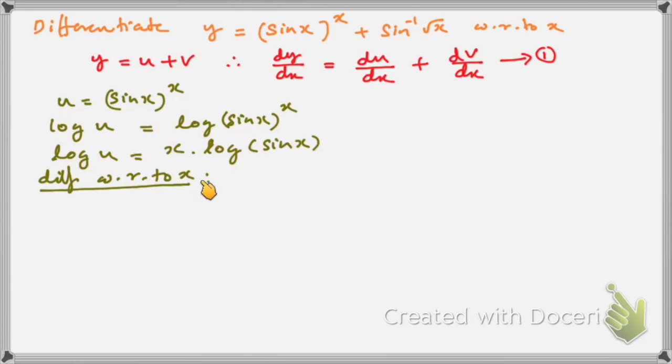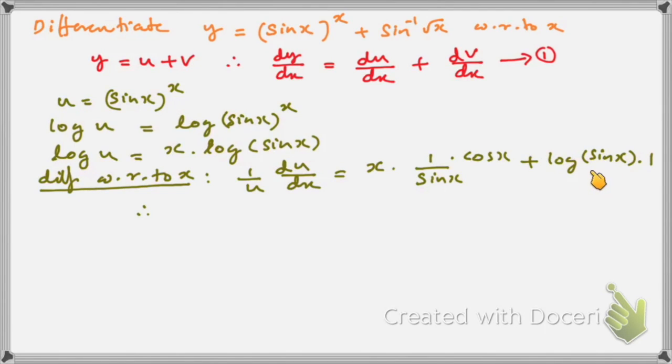So when you differentiate it with respect to x, on the left side, the derivative of log u is 1 by u into du by dx. But on the right side it is the product rule of differentiation. So we say first function x into the derivative of log sin x, which is 1 by sin x into the inner derivative cos x, plus the second function log sin x into the derivative of the first, the derivative of x, which is 1.